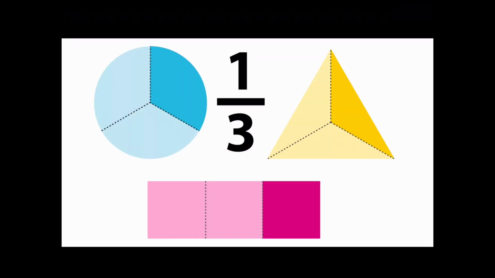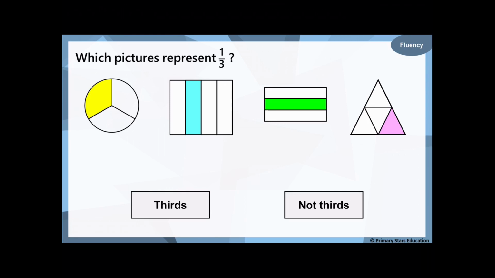And last week you looked at thirds. Each of these shapes have 1/3 shaded. They all have 3 equal parts. Which of these pictures represents 1/3? Have a think.